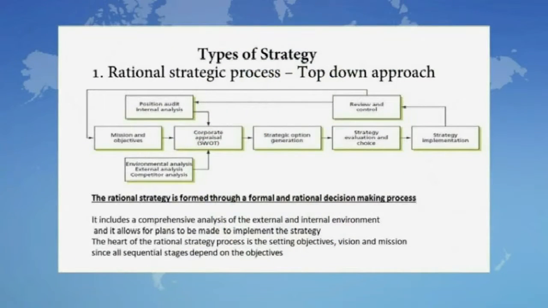Types of strategy. First one is the rational strategic process, a top-down approach. The rational strategy is formed through a formal and rational decision-making process. It includes a comprehensive analysis of the external and internal environment, and it allows for plans to be made to implement the strategy. The heart of the rational strategy process is setting objectives, vision and mission, since all sequential stages depend on the objectives.